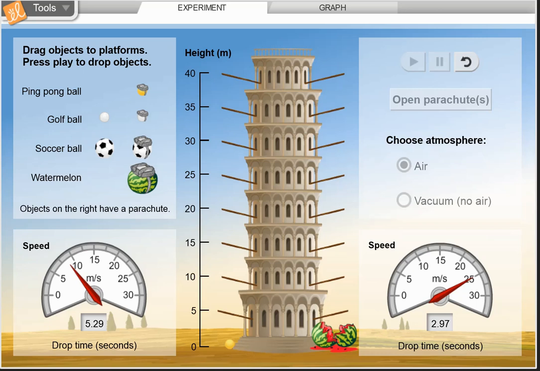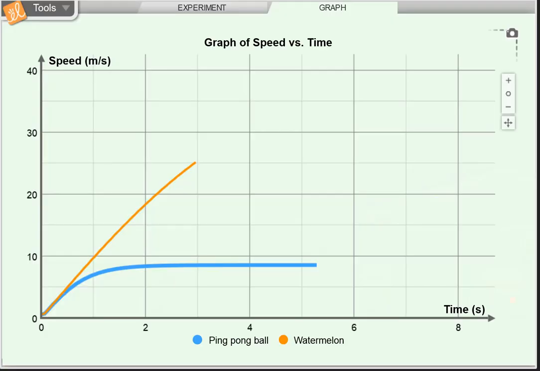And if you look at the graph, this is a speed versus time plot, not a velocity versus time plot, but you can get the idea from this graph. You can see the slope is not a constant. That means the rate of change of velocity is not a constant. So you can see it's decreasing for both objects.